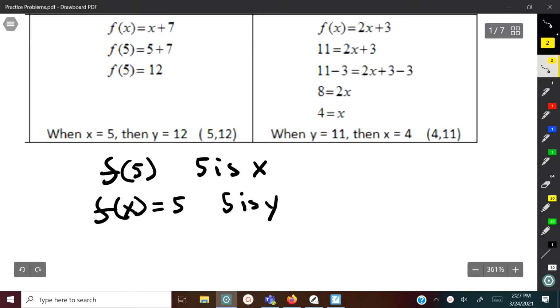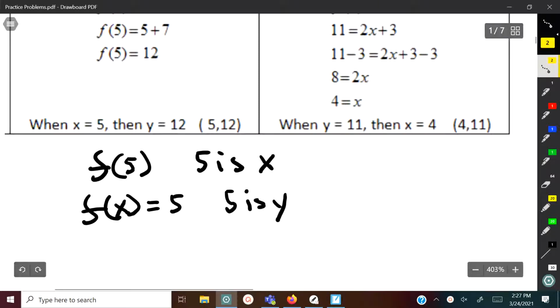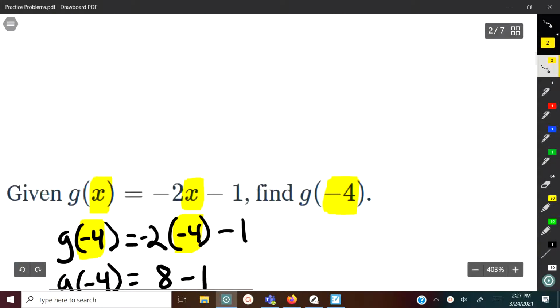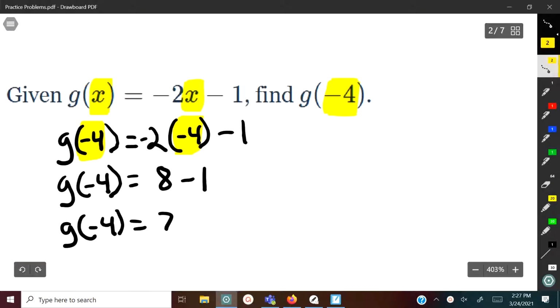Also remember what I told you before: if you got f of 5, then the 5 is the x. But if you got f of x is equal to 5, 5 is the y. And in the problems we did in the last video, they said g of -4, which means the x is -4.